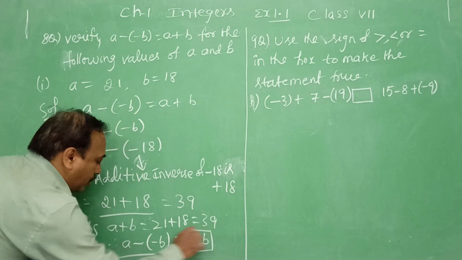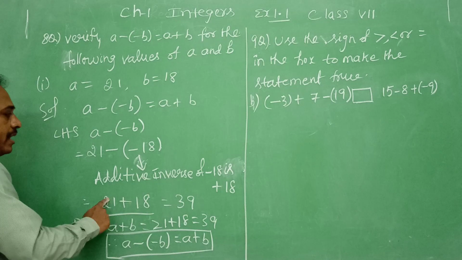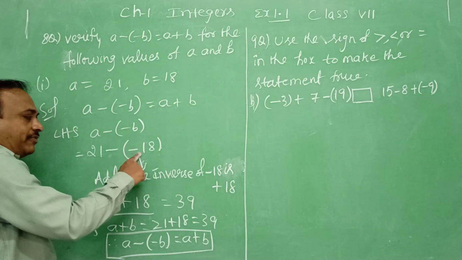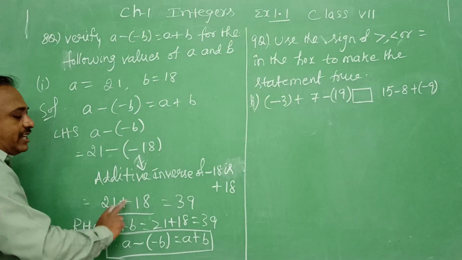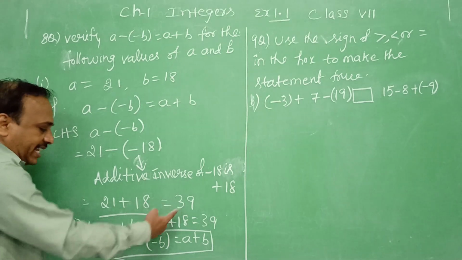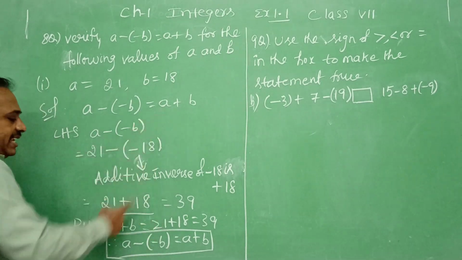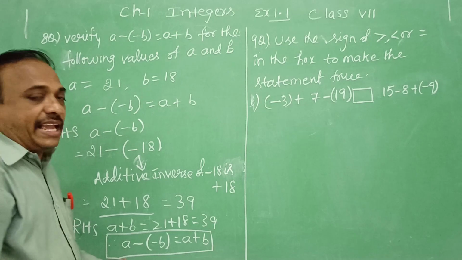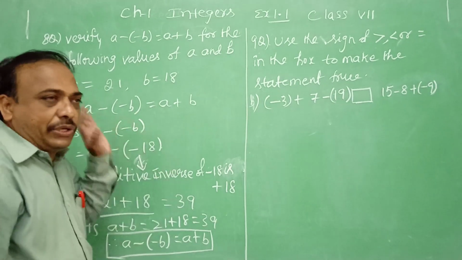Here itself we can stop in the first step. As we took 21 minus of minus 18, we are getting 21 plus 18. But still we are extending one more step by taking the RHS side also and adding. I hope it is clear to you.